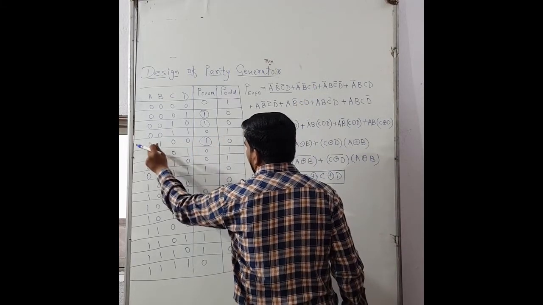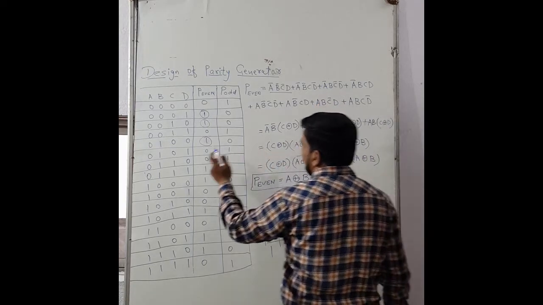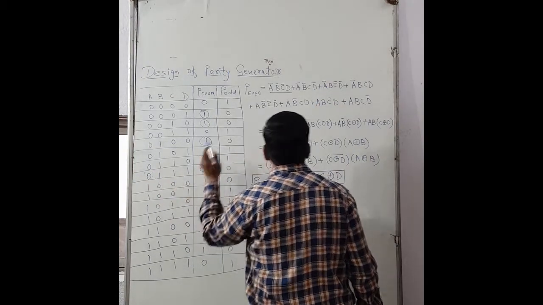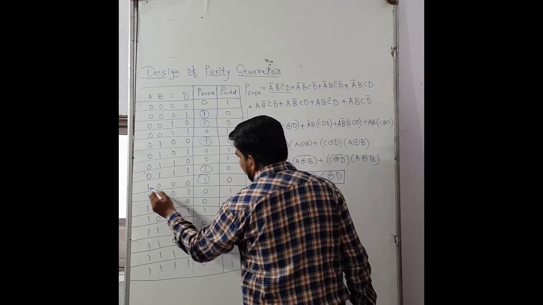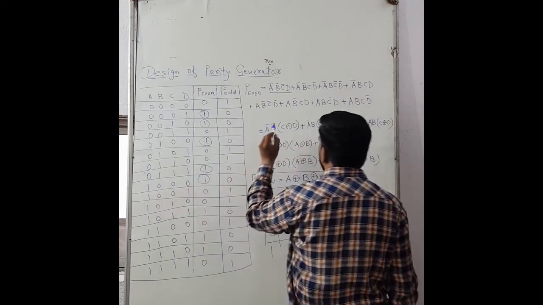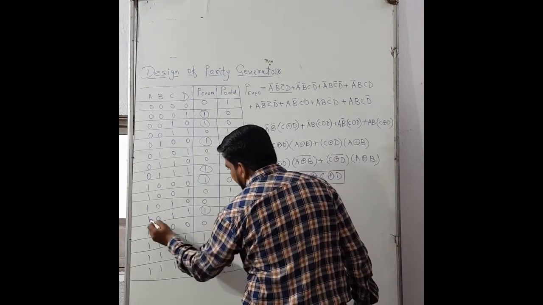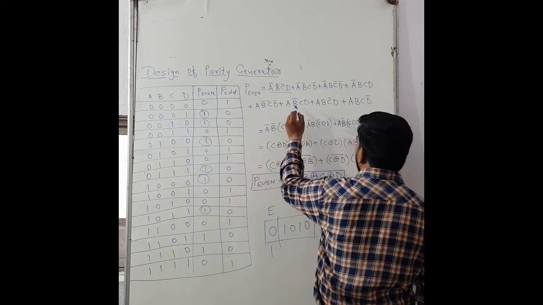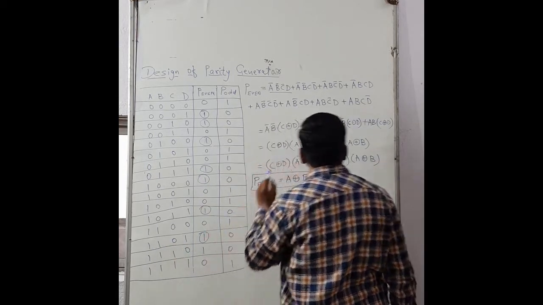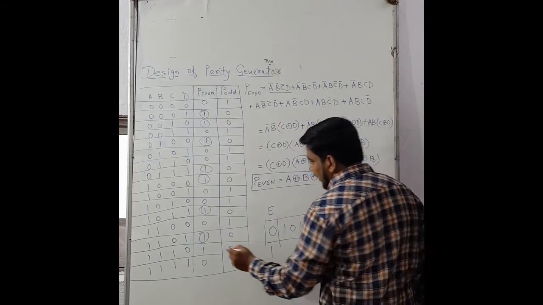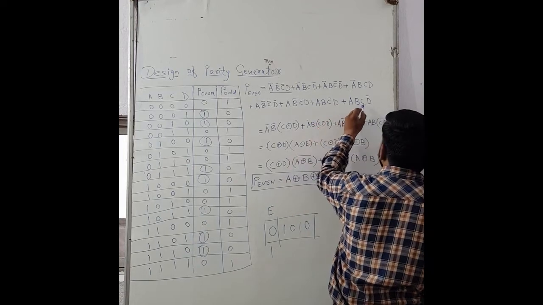For this one, A bar, B, C bar, D bar. For this one, A bar, B, C, D. For this one, A, B bar, C bar, D bar. For this one, A, B bar, C, D. For this one, A, B, C bar, D. And at last this one, A, B, C, D bar.